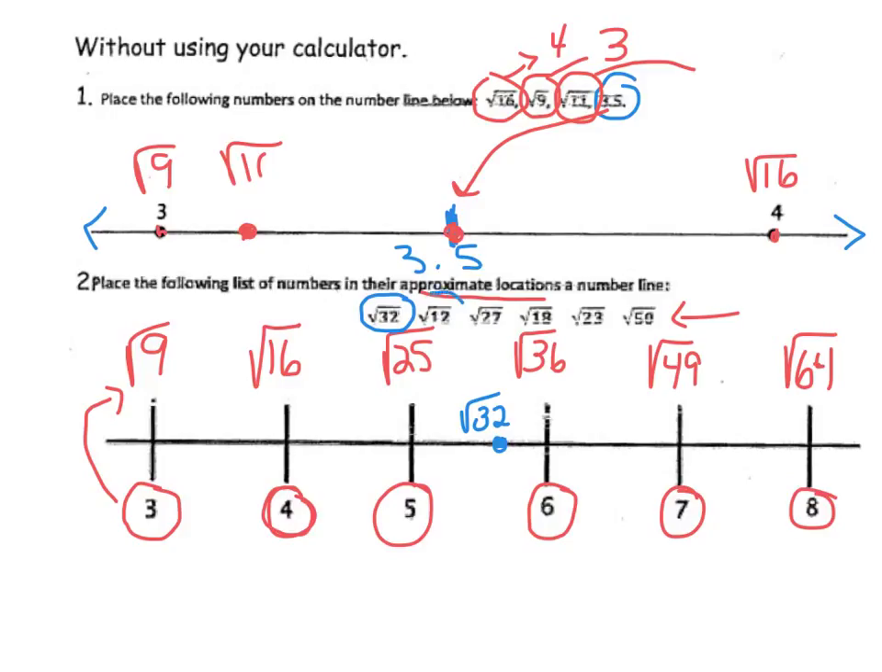All right, square root of 12. So I'm looking across the square roots at the top. So we have 9 and 16. 12 falls in between here, closer to 9. So somewhere maybe about right here would be the square root of 12.